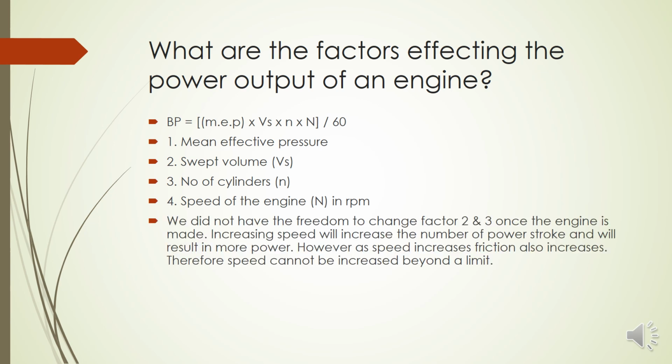But if you increase the speed of the engine beyond certain limits, the frictional power also will increase and the net power will be less than predicted. The frictional power is subtracted from indicated power to obtain the brake power. So the speed cannot be increased beyond certain limits. So the only factor remaining is to increase the mean effective pressure. That is the most preferred method for increasing the power output, that is, by increasing the mean effective pressure, the first factor.